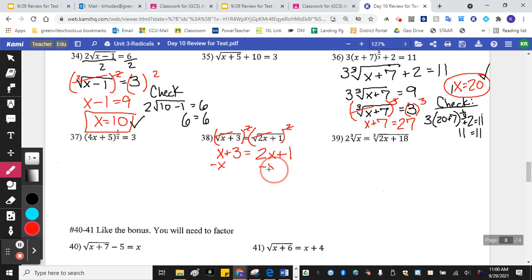So I don't care if you minus x or minus 2x, just solve it somehow. Minus x. Wait, wrong thing. Gotta add that too. I got minus that too.